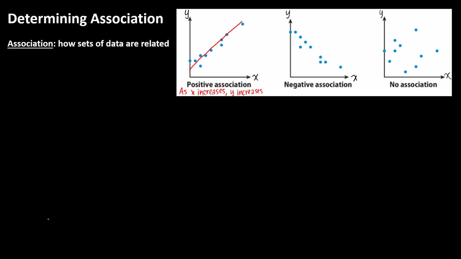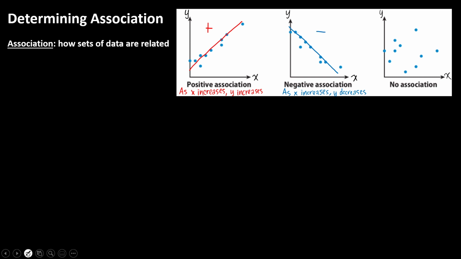And so for a negative association, the opposite is true. In a negative association, as x increases, as we move left to right across the graph, y actually decreases. Y goes down. And the reason why it's called a negative association is because the trend line in our data has a negative slope. So positive association has a trend line with a positive slope. Negative association has a trend line with a negative slope.